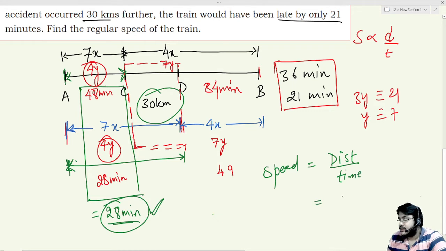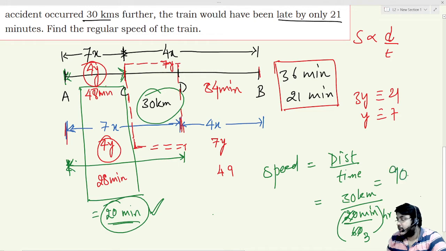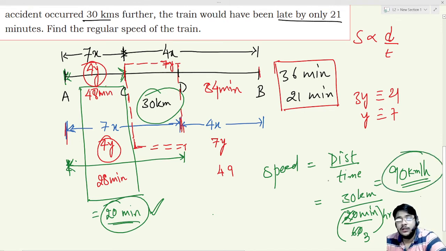And since distance is 30 kilometers and time is, I'm sorry, this is not 28, this is 20. Okay, this is going to be 20 minutes, divide that by 60, convert that into hours. Okay, this 3 will go to the numerator and that will give me 90 kilometers per hour. 90 kilometers per hour is going to be the answer to this question. I hope that made sense.